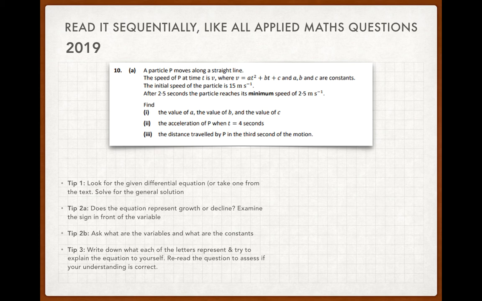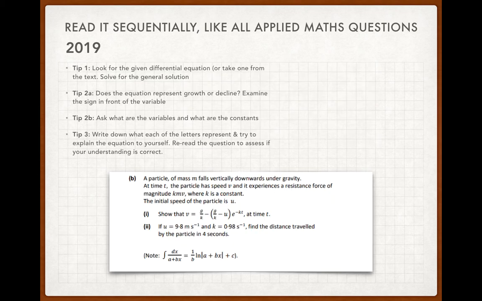So the third second is between 2 and 3. And to get the distance in the third second, you'd have to get the distance travelled in 3 seconds and subtract off the distance covered in 2 seconds. All right, pause the video, go away and do it. I'm going to go on to part B.